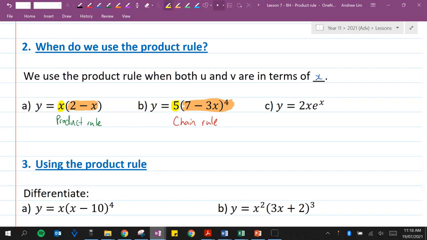Question C, we've got 2x times e to the power of x. Well, here's my u, 2x. Here's my v, e to the power of x. Oh, they both have x's. So, yep, we use the product rule.